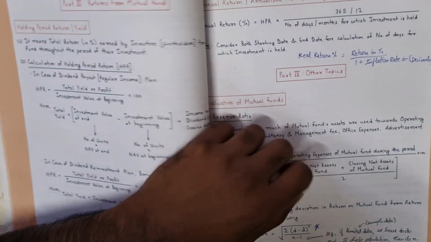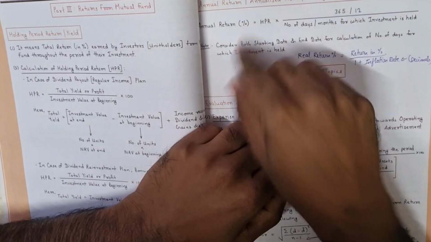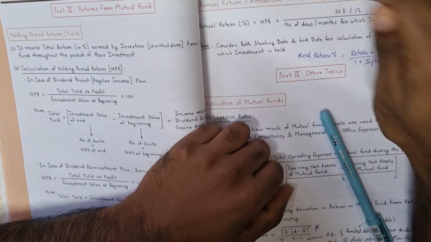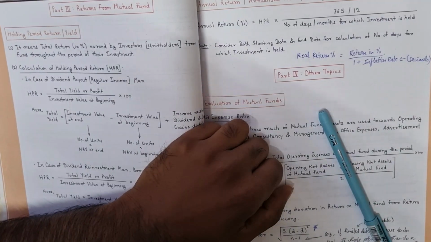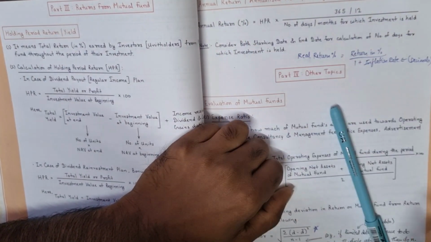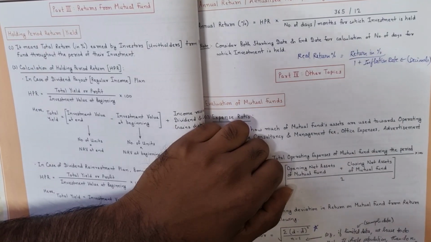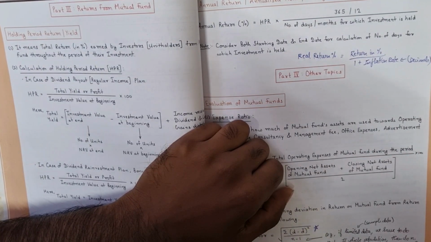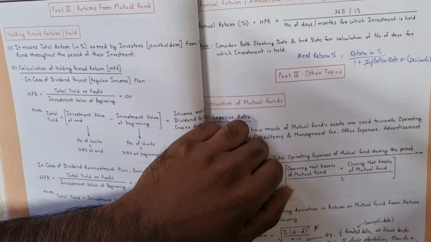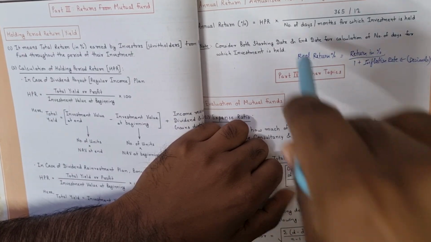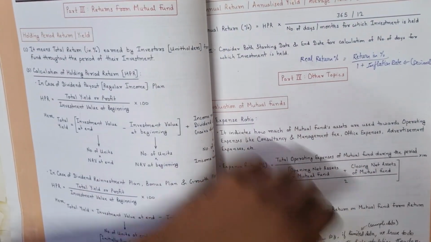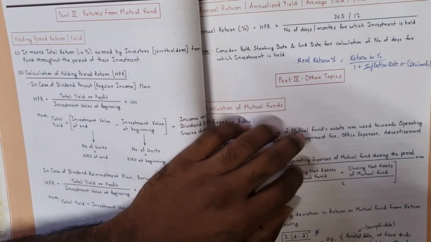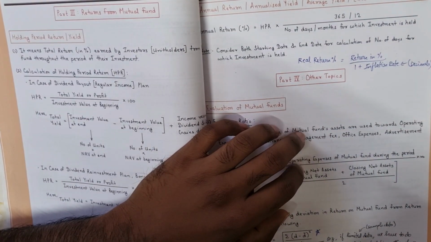Next, annual return or annualized yield or average yield or effective yield per annum. Everything means the same: annual yield, average yield, annualized yield, effective yield per annum. It means that annual return is equal to holding period return into 365 divided by number of days or months for which the investment is held. Let's suppose your holding period return is for 5 years.